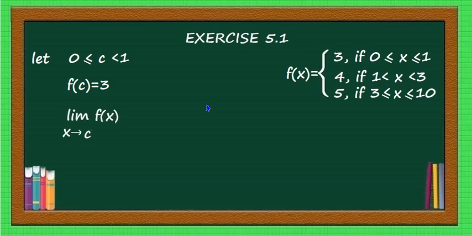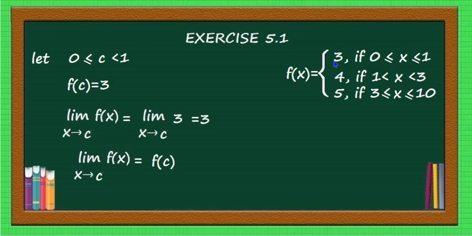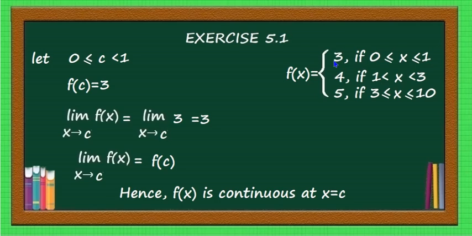And limit extending to c f of x, when it is in between 0 to 1, function is defined like this, 3 only. And that is equal to limit extending to c 3, that's equal to 3. And here limit of the function is equal to value of the function. Limit extending to c f of x equal to f of c. Therefore, f of x is continuous at x equal to c, where c is in the interval 0 to 1.